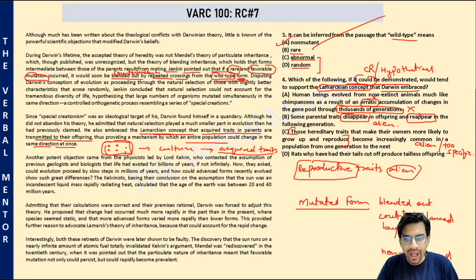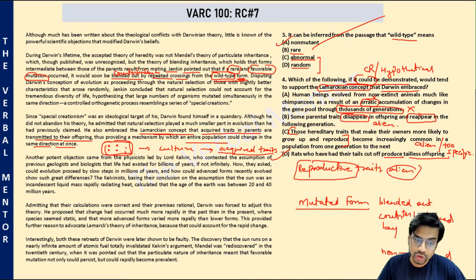Option D, rats who have had their tails cut off. Now, please note, cutting off a rat's tail is an acquired trait. This is not natural. Naturally, they had tails, but their tails were cut, which means this is something synthetically or artificially achieved. So this is an acquired trait. They produce tailless offspring. So that acquired trait is getting transmitted to the next generation. Option D is the correct answer, because naturally the offspring should have tails, because naturally rats have tails. In this case, their tails were cut off manually.